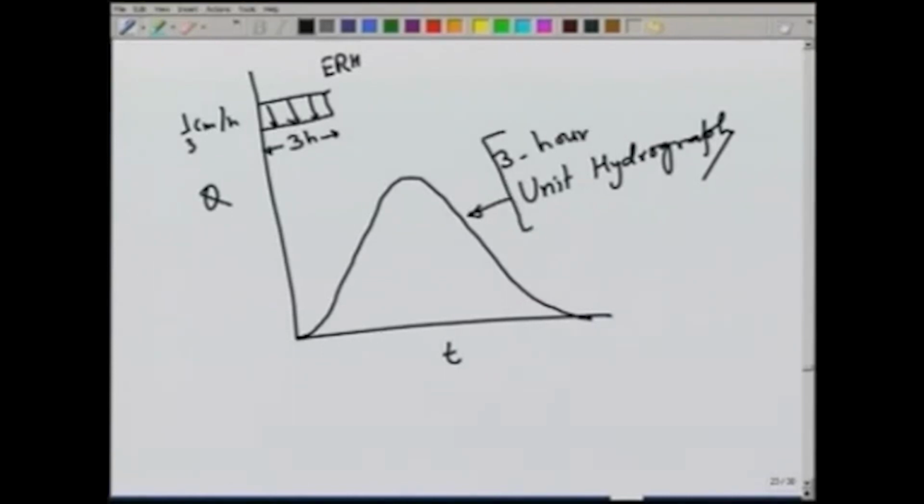Similarly, if we have a rain which is falling for 2 hours, intensity will be 1/2 centimeter per hour, and the resulting hydrograph would be called a 2-hour unit hydrograph. The area under the unit hydrograph represents A, the catchment area, into 1 centimeter.